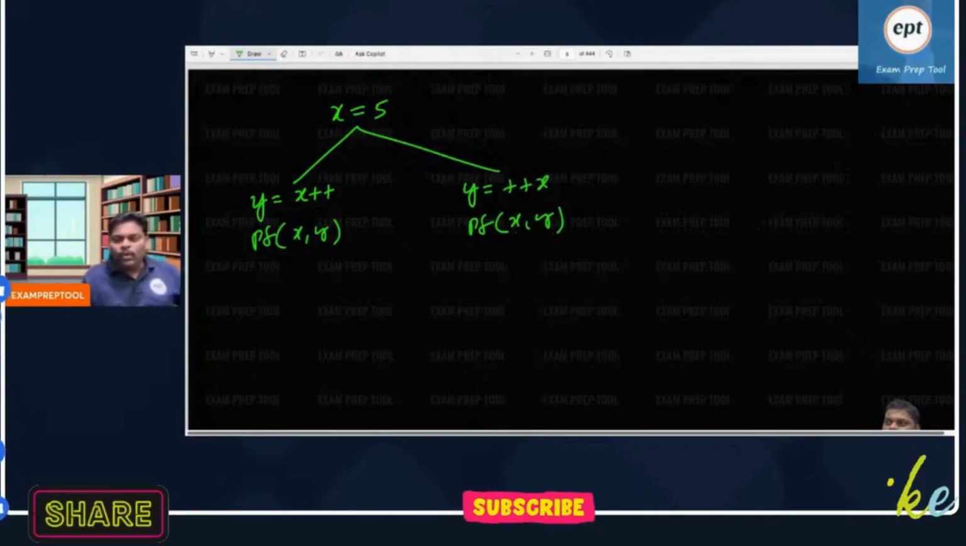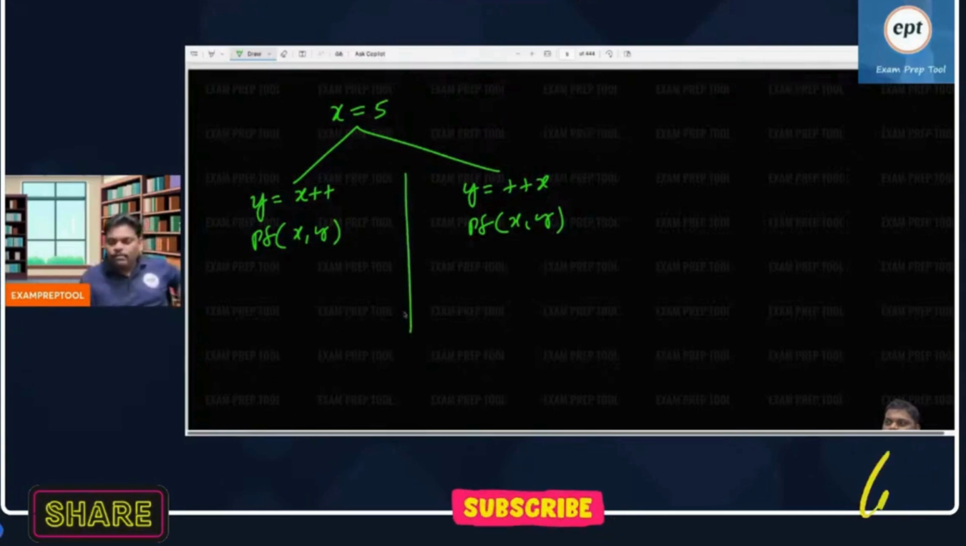I just want to know what is the answer. What is the answer for the left side? What is the answer for the right side?